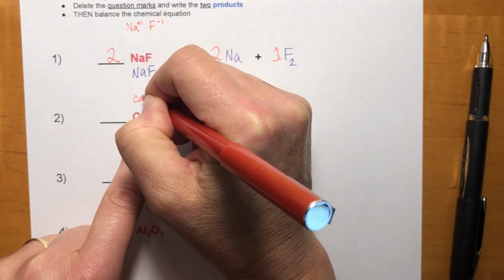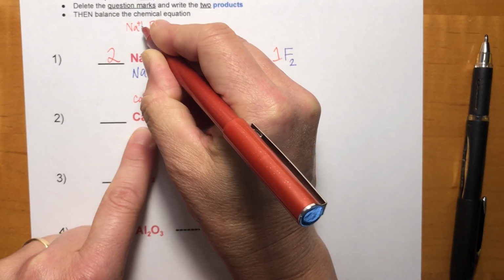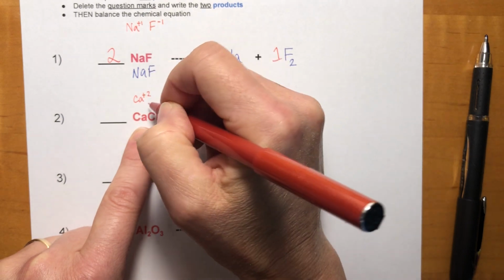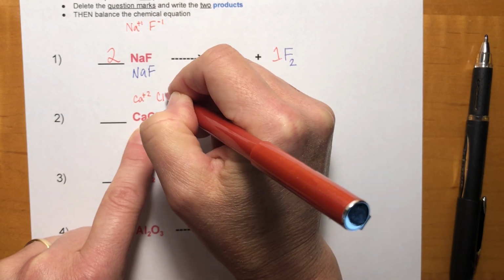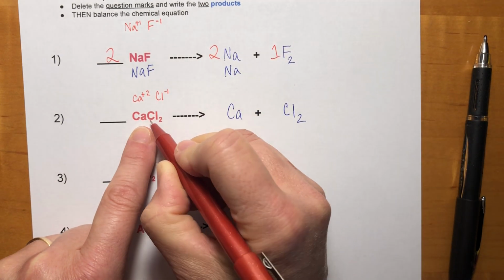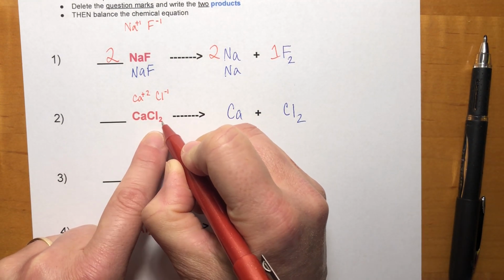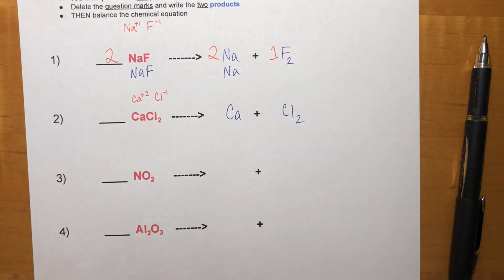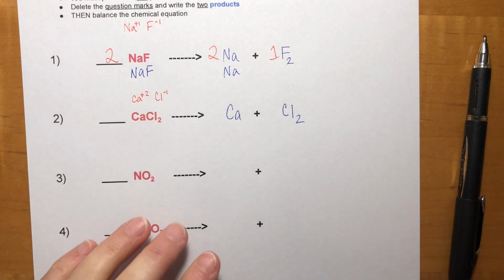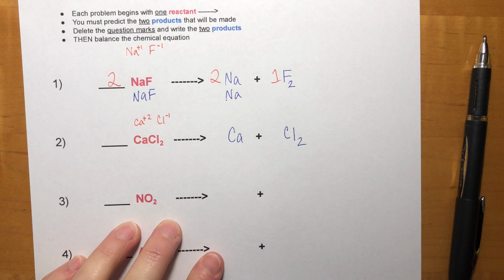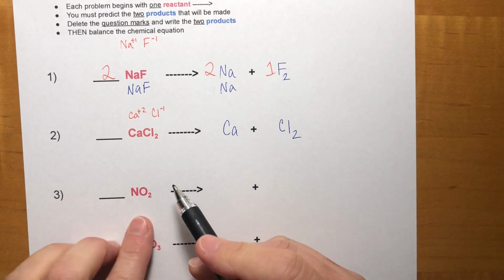Calcium's a 2+. Calcium's not a 1+ like sodium. Calcium's a 2+, chlorine's a 1-. When they go together, they bond this way, CaCl2. Yeah? You remember that? Okay. All right, so let's do the next one.